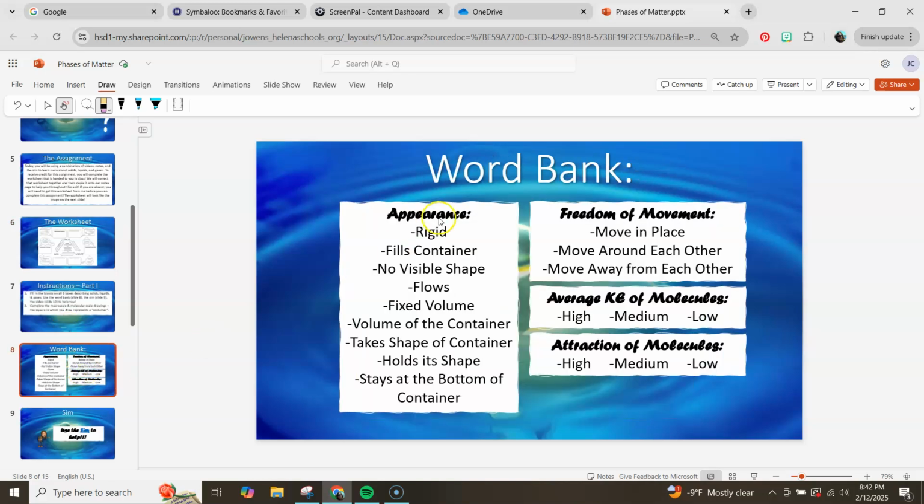Slide 8, we've got a word bank. These right here are appearances. And you might see some things where we use them twice. For instance, stays at the bottom of the container. We would use that for both liquids and solids, but not for gases. So with this first column here, you might see some use of these words more than once. Okay, versus these three little classifications right here: freedom of movement, average kinetic energy of molecules, and attraction of molecules. Notice that there's 3 options for each of those, so we're going to designate one each to solids, liquids, and gases. So once you use one of these on this side here, you won't use them again.